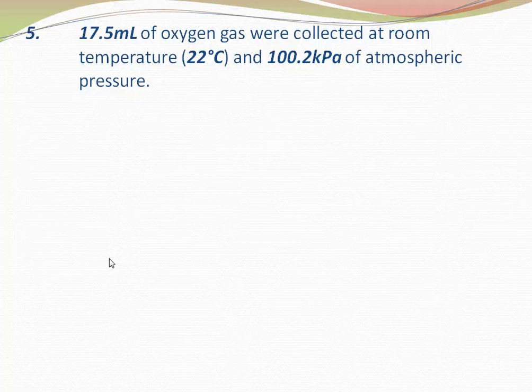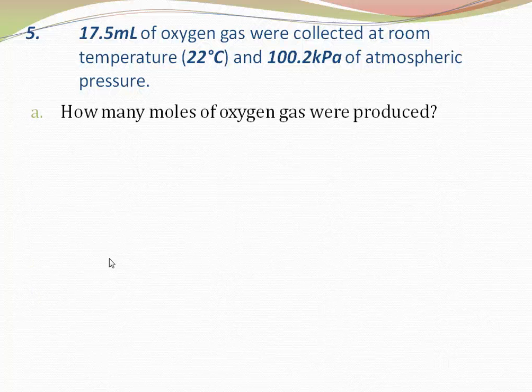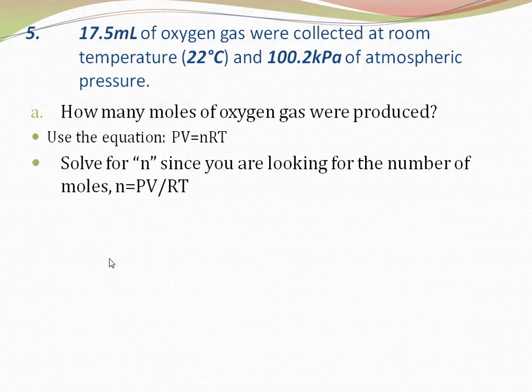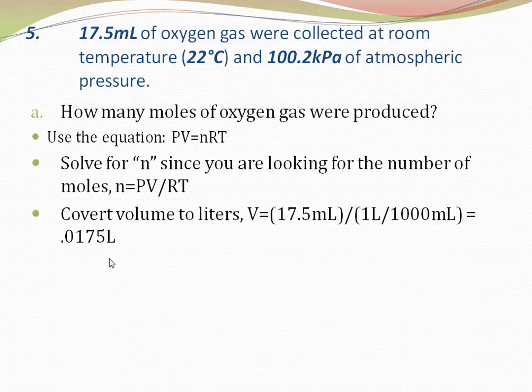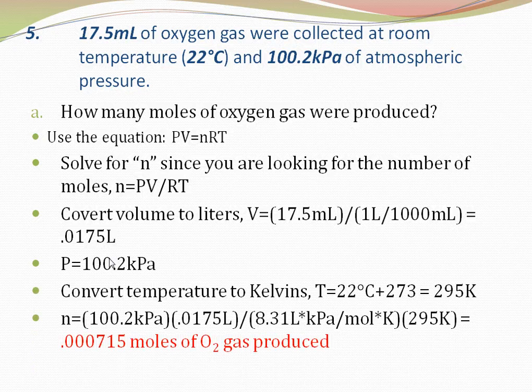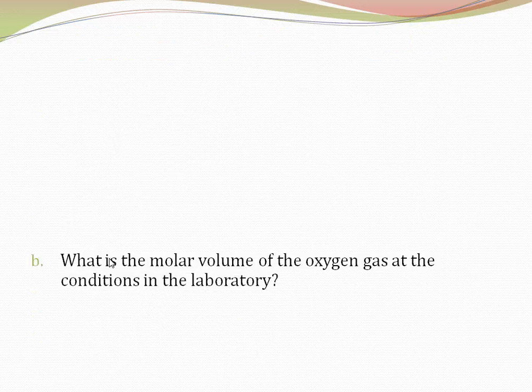Question 5 gives you the milliliters of oxygen gas, the temperature, and the pressure. And you want to find how many moles of oxygen gas were produced. Use the equation PV equals nRT. You solve for n since you're looking for the moles. You convert volume to liters, and you plug in all your variables to find that 0.00715 moles of oxygen gas were produced.